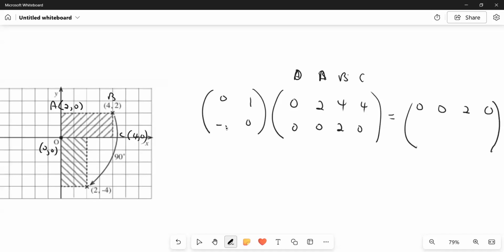Good. What about here now? Minus 1 by 0 plus 0 by 0 gives you 0. Minus 1 by 2, it's like you're changing all these numbers. Minus 2, minus 4, minus 4. Right? So O prime, A prime, B prime, C prime, right? O prime is 0, 0, that's this point here. A prime, this point is transformed to here now. This is A prime, which you can see is 0. Did I do that right?